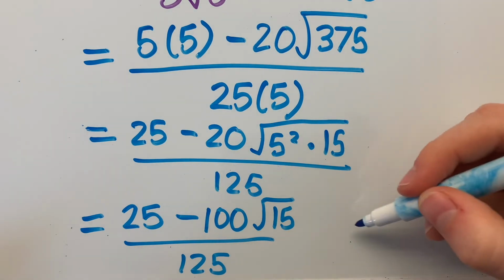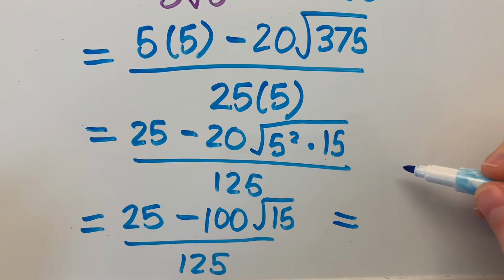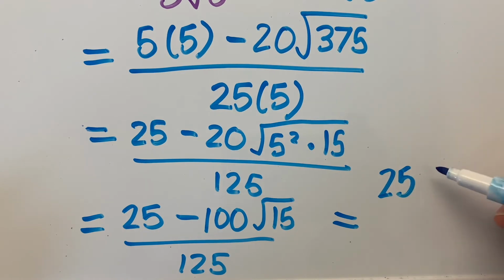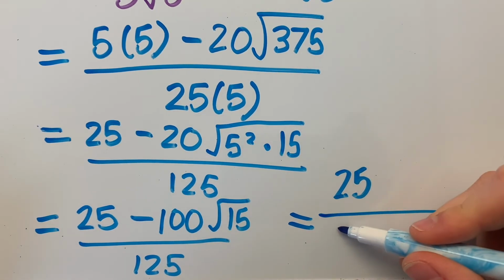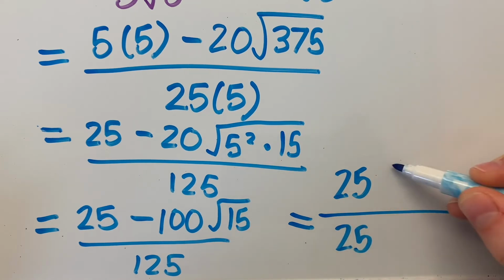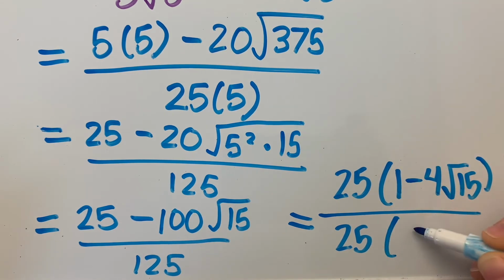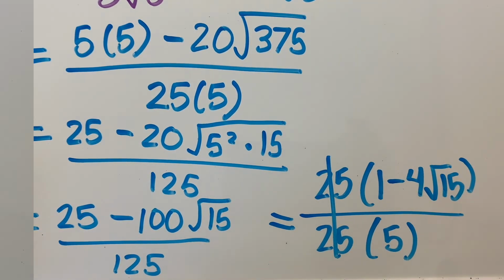Now, we're almost at our final answer. The final thing that I notice is that all of the coefficients are divisible by 25. So I can take 25 out of the top and the bottom. So if we divide everything by 25, we're left with 1 minus 4 root 15 divided by 5. And this is our final answer.